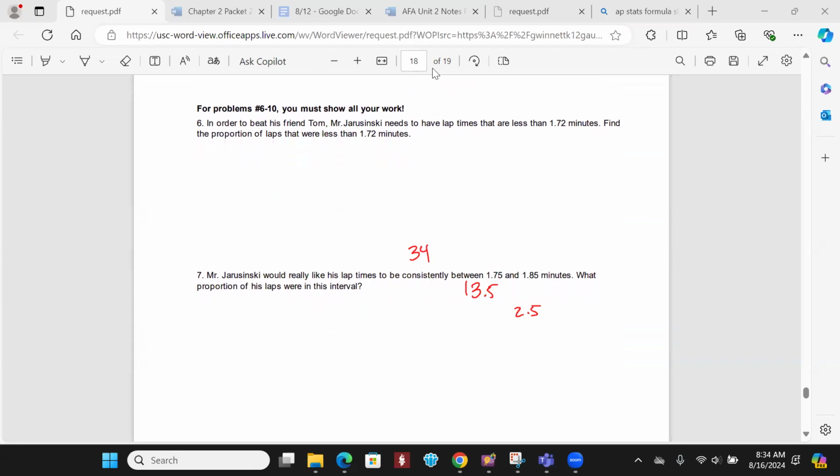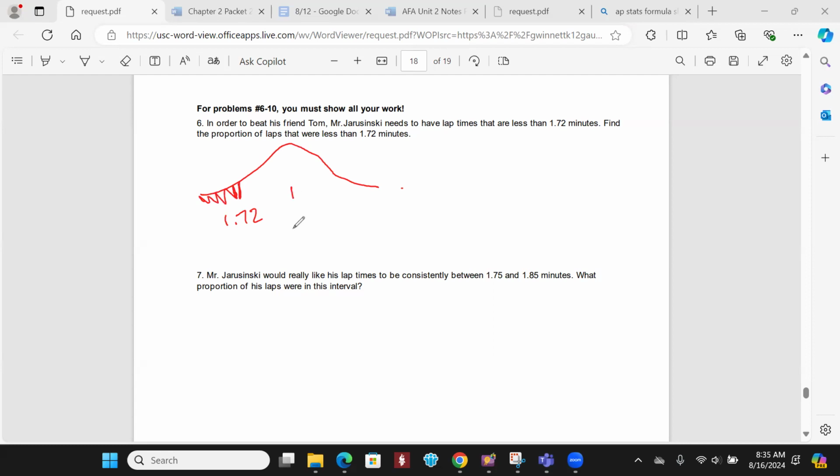Okay. Now here's where you actually have to calculate. In order to beat his friend Tom, Mr. J needs to have lap times that are less than 1.72 minutes. Find the proportion of laps that were less than 1.72 minutes. The best way we're going to do this is with a little curve to show what we're talking about. We're going less than 1.72, right?